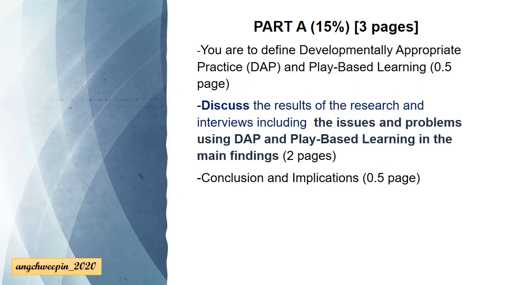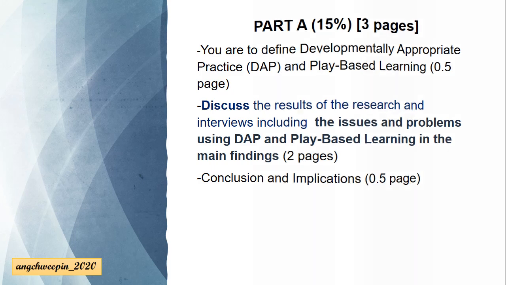For Part A, it comprises 15% of the whole assignment. For this part, you are to define developmentally appropriate practice or DAP and play-based learning. That takes up half a page. Secondly, discuss the results of the research and interviews including the issues and problems using DAP and play-based learning in the main findings. 2 pages. And lastly, for conclusion and implications, you need to write about half a page.